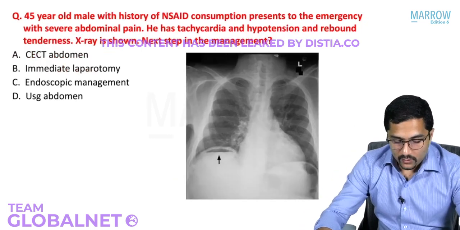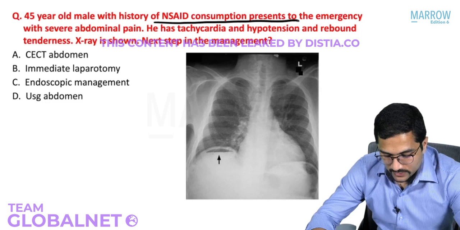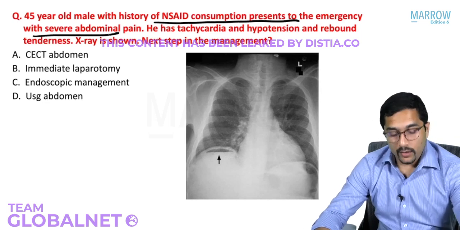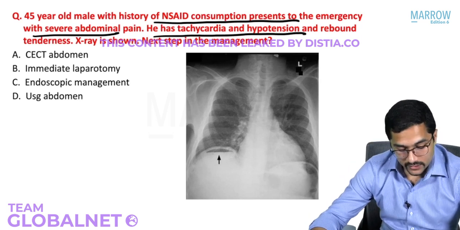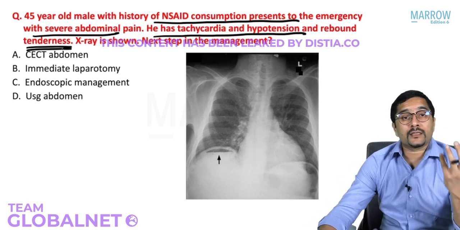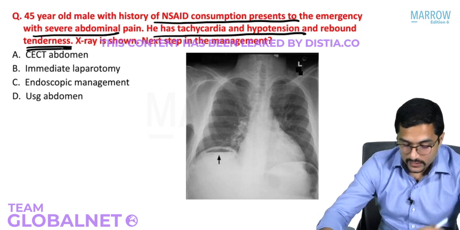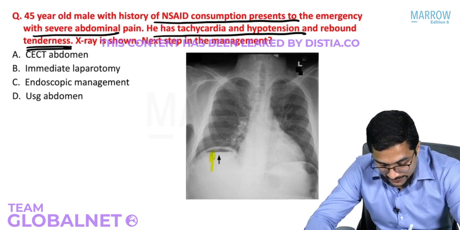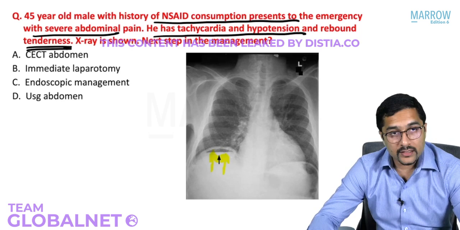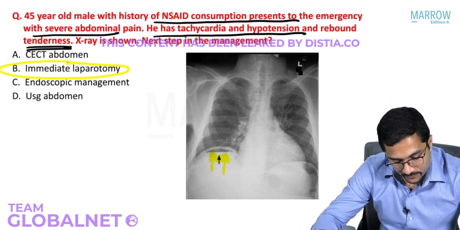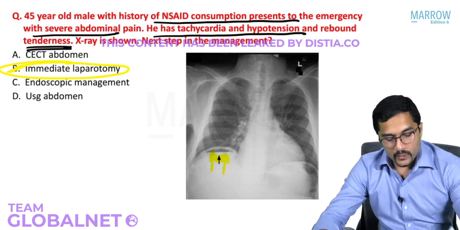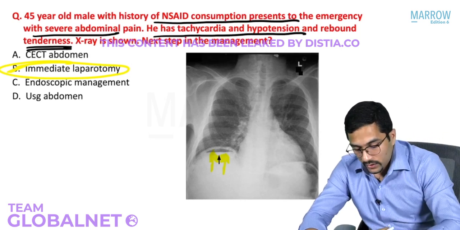A 45-year-old male with NSAID consumption presents to the emergency with severe abdominal pain. He has tachycardia, hypotension and rebound tenderness. Rebound tenderness, we know, is a feature of peritonitis. X-ray also shows gas under diaphragm. So hollow viscus perforation, what do we do? Immediate laparotomy. You give fluids and you rush the patient to the theater.